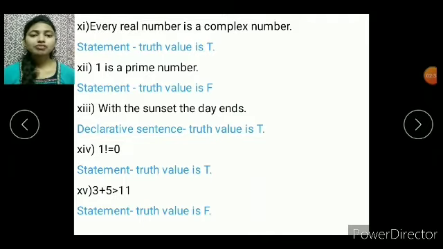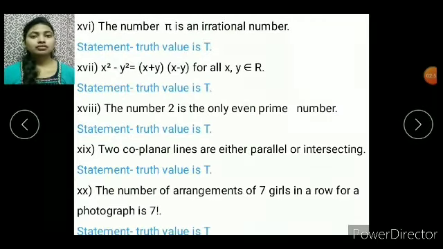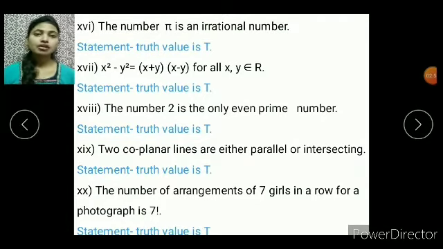15. 3 plus 5 is greater than 11. 3 plus 5 is 8, and 8 is greater than 11. This is a statement, but the truth value of this statement is false. 8 is not greater than 11. 16. The number pi is an irrational number. This is a statement, and the truth value of this statement is true, T.